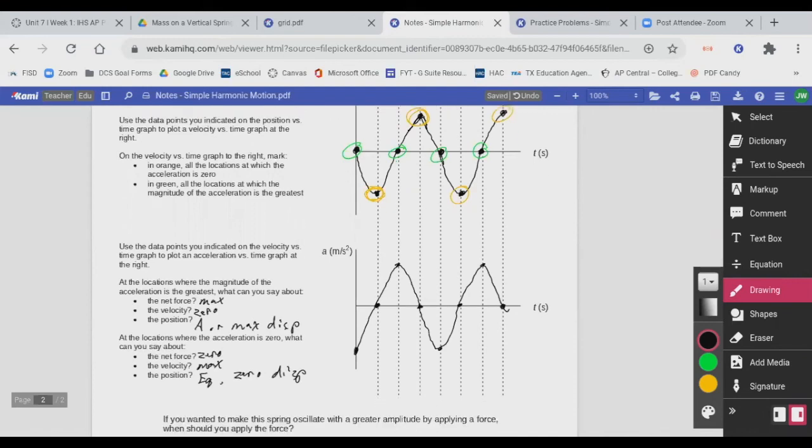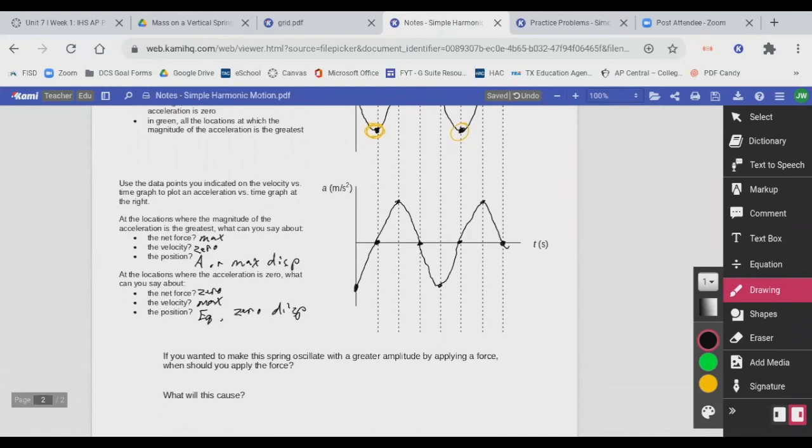Is there anything else left on this one? If you wanted to make a spring oscillate with greater amplitude by applying a force, when should you apply the force? If you want that spring to stretch even further, and you had to choose when to apply a force, when are you going to apply that force? It's kind of a tricky question. What do you think? Once at the equilibrium.